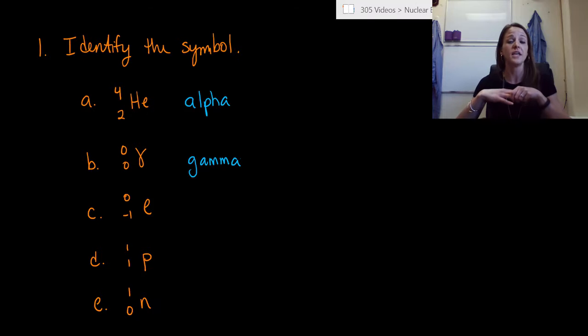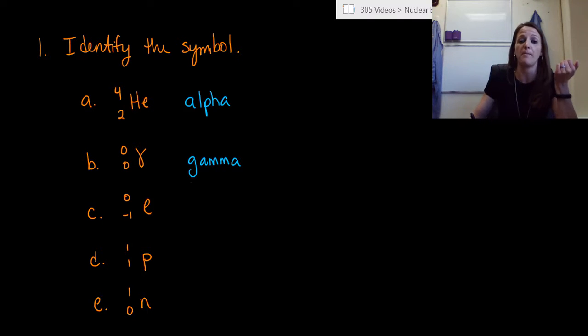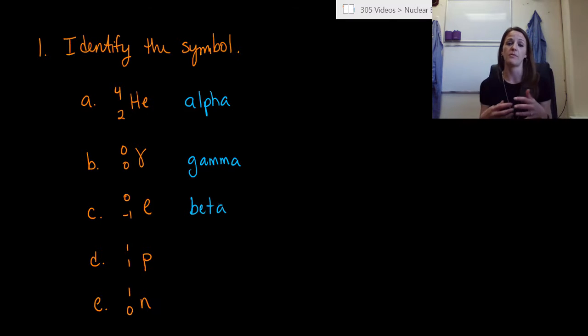Alright, C. C is indicative of an electron, but electron is not the word we actually use when we're talking about radioactive decay. So when we're talking about this electron, we actually call it a beta particle. A beta particle is larger than a gamma particle, but smaller than an alpha particle. That is one of the most important things we can distinguish here. For an electron, we always say that it has a mass number of 0 and an atomic number of -1.